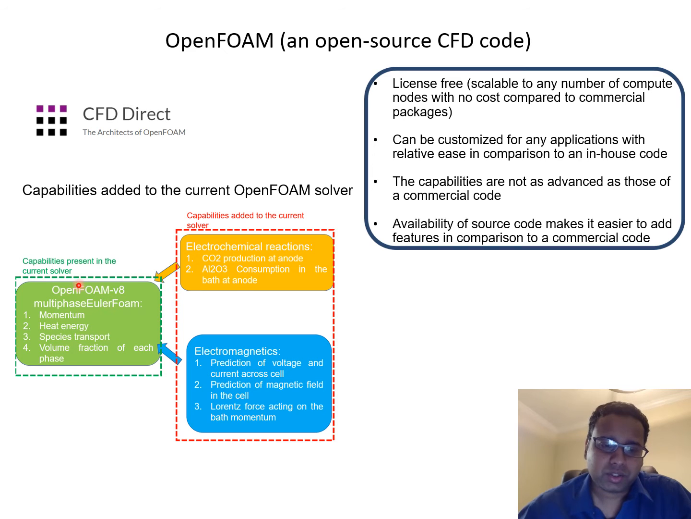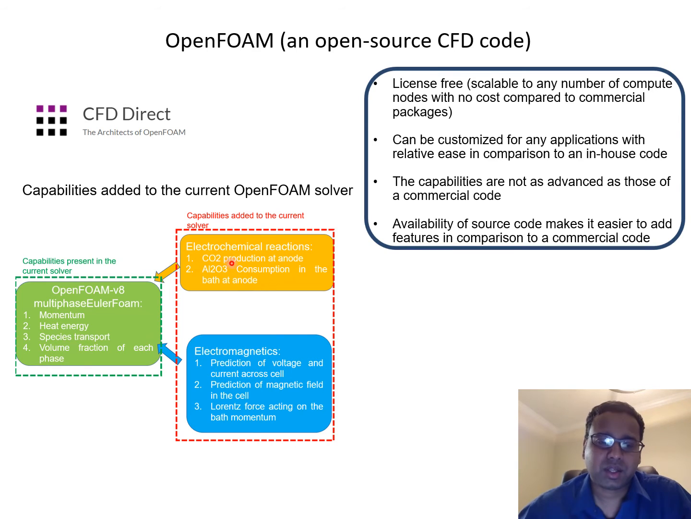The green box here corresponds to the solver which we use, which is called the multi-phase Euler foam, which is typically used for simulation of 2 or more phases. The green box corresponds to the features which were already present in this multi-phase Euler foam solver, which is the momentum of each phase, heat energy of each phase, and the species transport equations, and also the phase volume fraction equation. And on the right side you can see in the yellow and the blue boxes, those were the features which we added from our side.